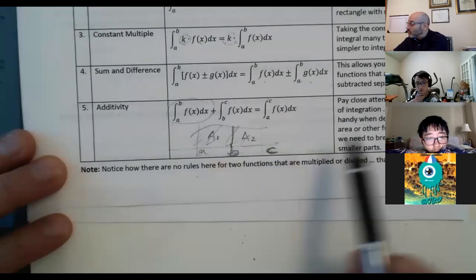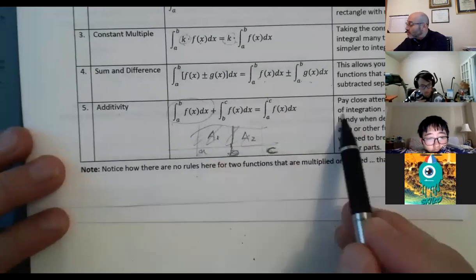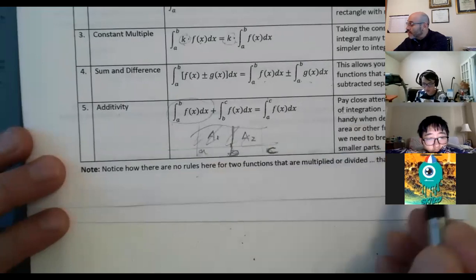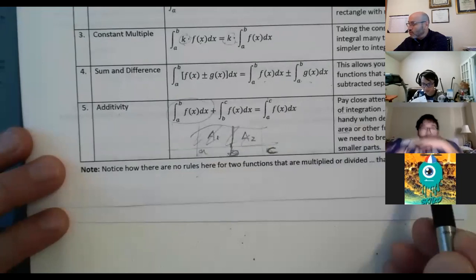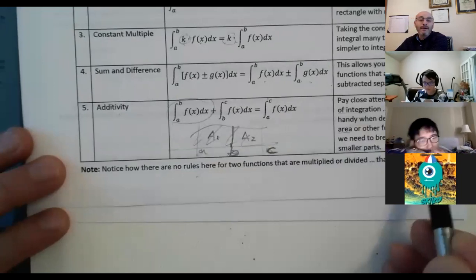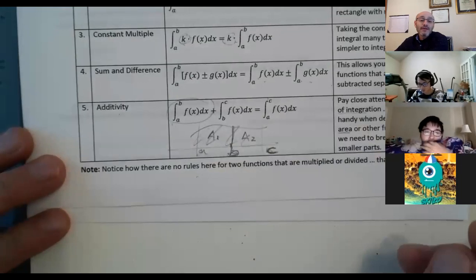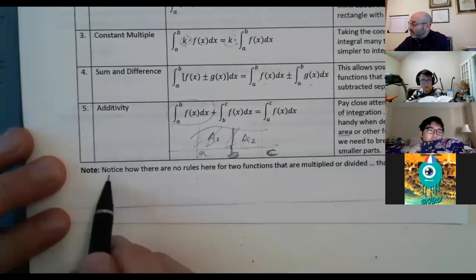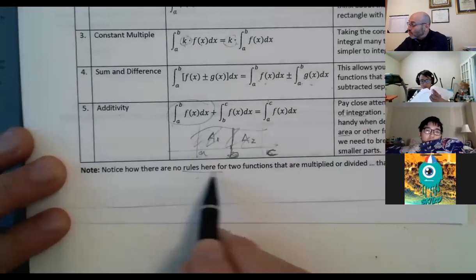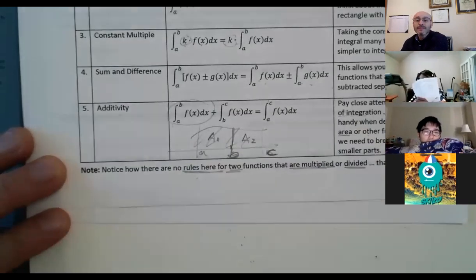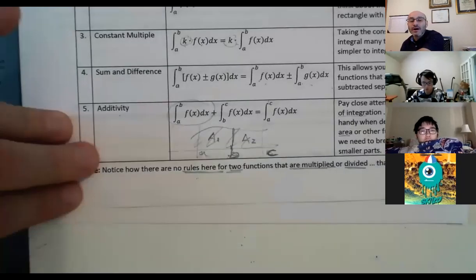So place close attention to the limits of integration. This comes in handy when dealing with the total area or the order of the functions where we need to break the interval into two pieces. This is important. There are no rules for two functions when we are what? Being multiplied or divided. All right, we will have to come up with a way to integrate that.